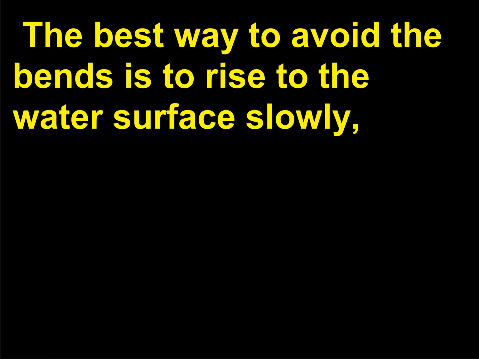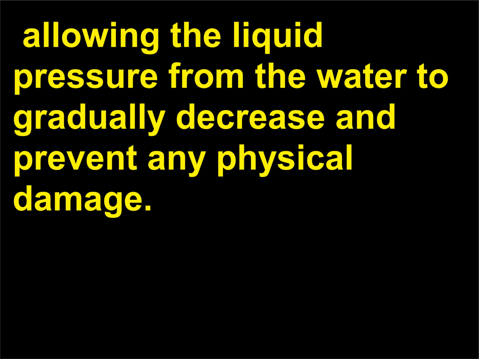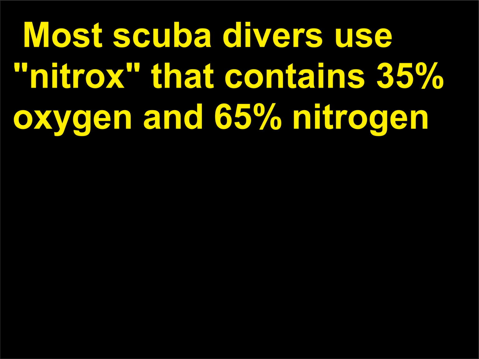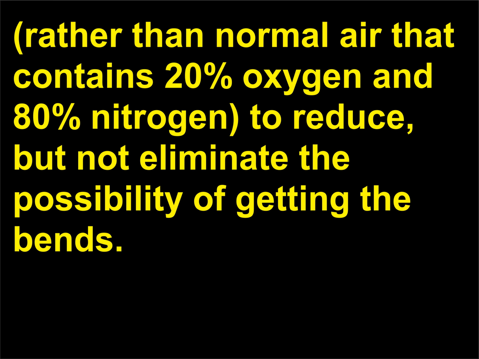The best way to avoid the bends is to rise to the water surface slowly, allowing the liquid pressure from the water to gradually decrease and prevent any physical damage. Most scuba divers use nitrox that contains 35% oxygen and 65% nitrogen, rather than normal air that contains 20% oxygen and 80% nitrogen, to reduce, but not eliminate, the possibility of getting the bends.